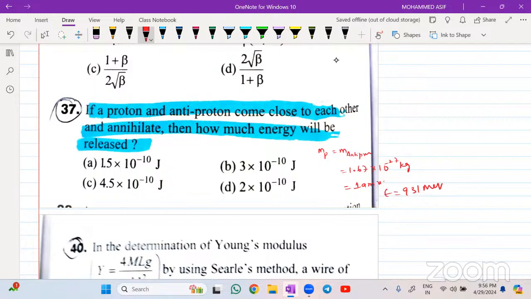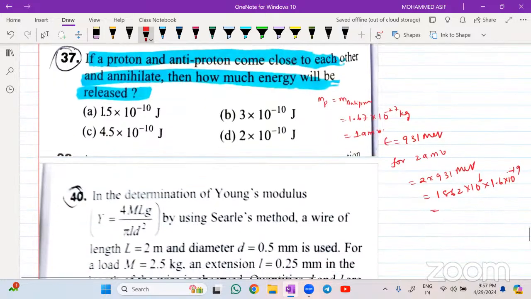If a proton and antiproton come close to each other, अगर एक के लिए इतना है तो दो के लिए कितना हो जाएगा? For 2 AMU, energy will be 2 into 931 MeV. Because both of them are annihilating है ना, दोनों combined हो गए तो mass 2 times हो जाएगा ना. So this value will be equal to how much? 1862 into 10 power 6 into 1 mega electron volt. 1 eV is 1.6 into 10 power minus 19 joule. Mega is 10 power 6 लिख लिया ना, so this is 10 power minus 19. 2 into 931 is 1862. इसको देख लो and you'll get the answer in terms of joules.